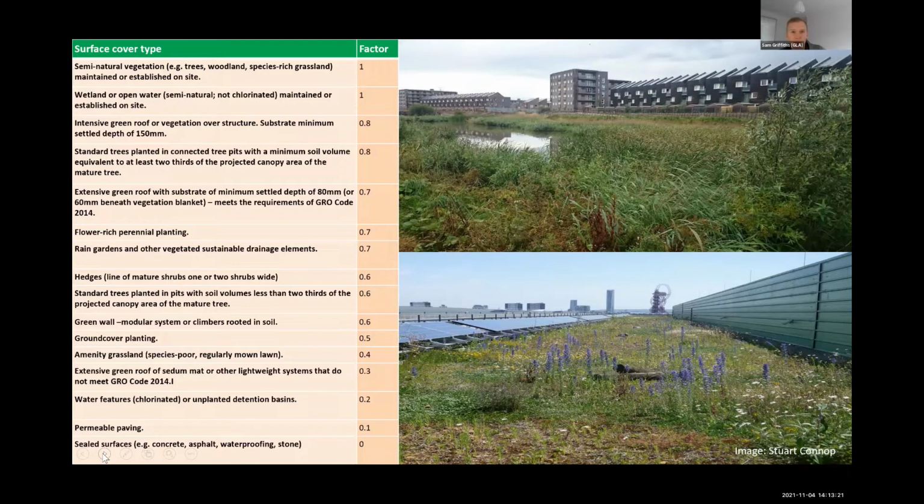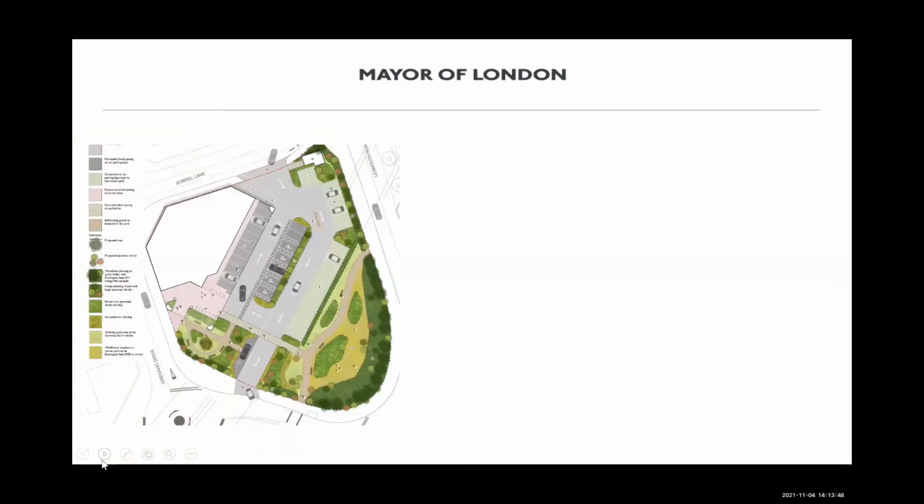If we click through a couple of slides, you can see each of those surface cover types has a factor attributed to it: a factor of 1 for semi-natural vegetation and a factor of 0.7 for extensive green roof. We simply multiply that factor by the area coverage of those surface cover types, add the sum of those together and divide it by the total site area, and that gives us our urban greening factor. Next slide, please.